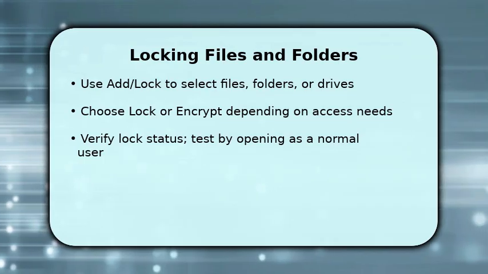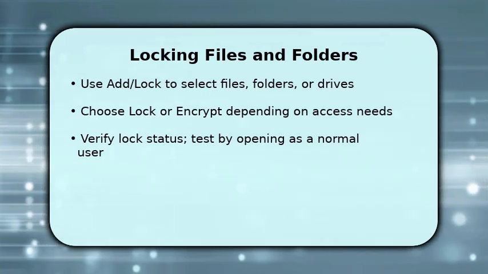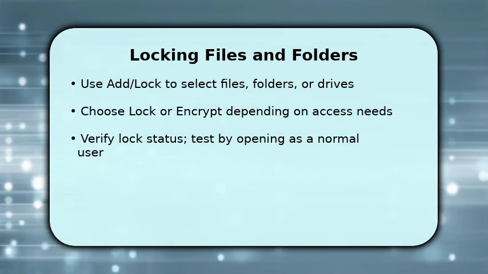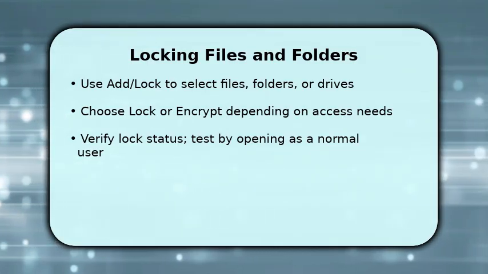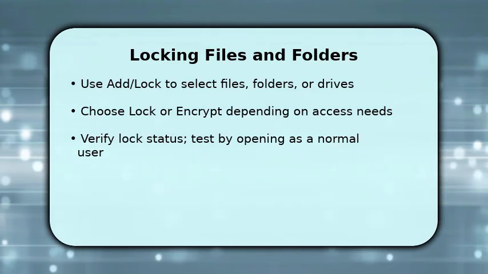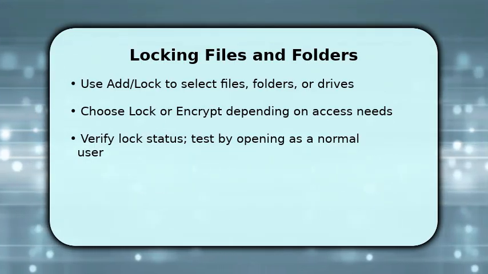After applying the setting, verify lock status in the apps list and then test by attempting to open the item from File Explorer as a normal user. If access is blocked, you've succeeded. If not, review permissions and retry.